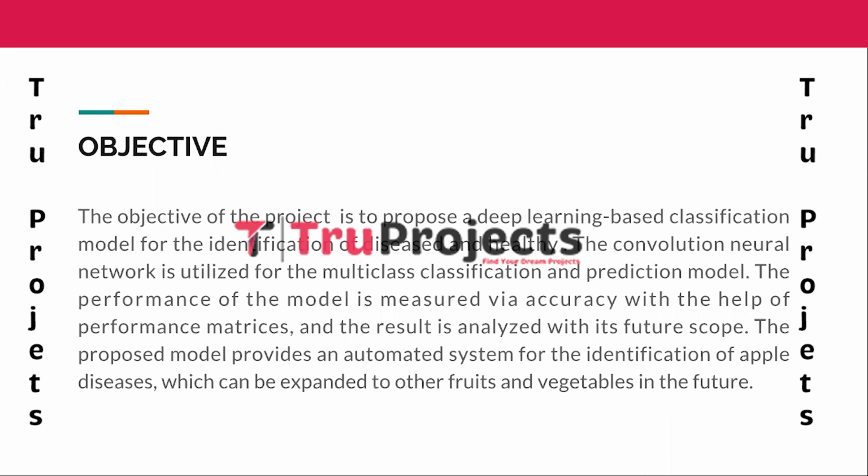The model employs a convolutional neural network for the purpose of multi-class classification and prediction. The model's effectiveness is assessed using accuracy as a performance metric, and the results are examined in terms of their potential for future development. The proposed model offers an automated system for identifying disease in apple leaves, with the potential to expand its application to other fruits and vegetables in the future.